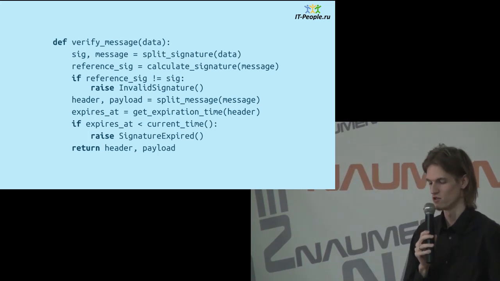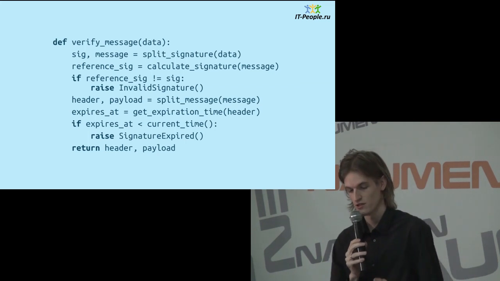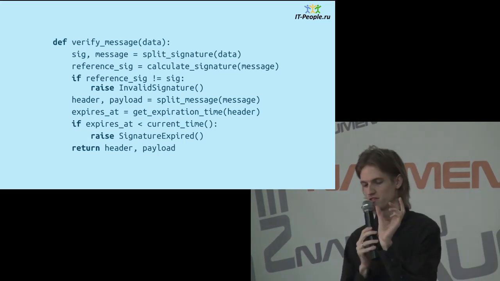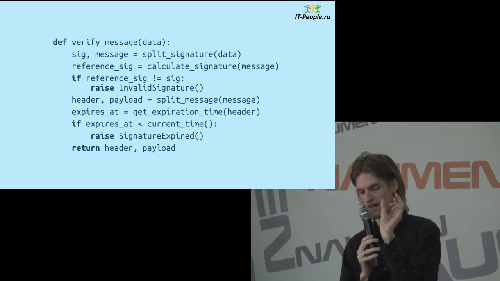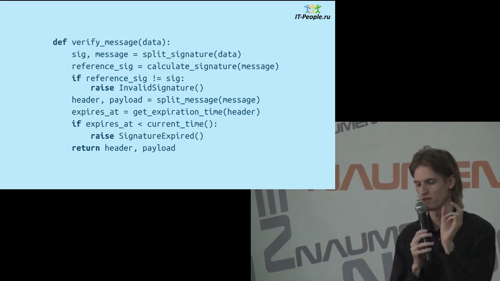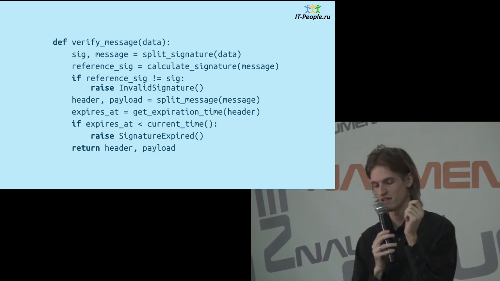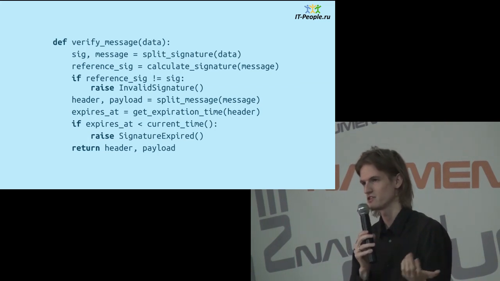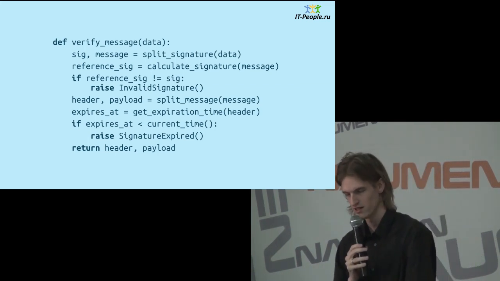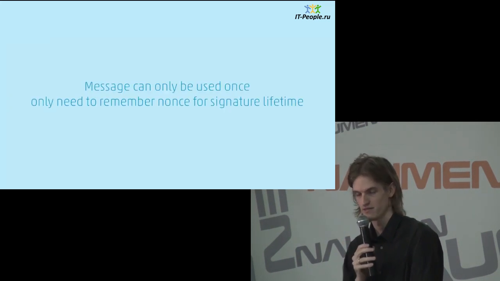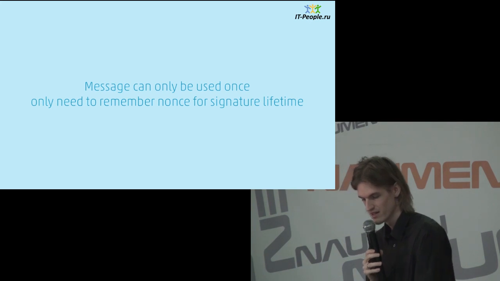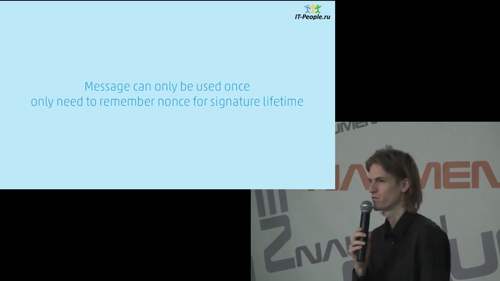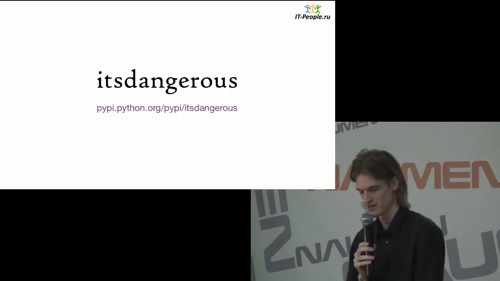So the verification looks almost the same. The biggest difference is that you split the signature from the message, and you put a header in the payload, and the header contains more information. Like the header could contain the nonce, but it can also contain when it expires. And if the expiration time is in the past, then just say signature expired, I'm sorry, go on, try again with a new signature. And everything works as it does before. So the nice thing is you store way fewer nonces, and it also solves the problem of replay attacks where someone just comes in a day afterwards and tries again.